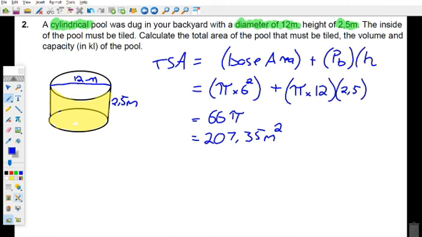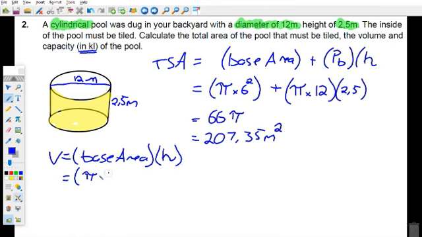Now, do you notice it's not all the surfaces, it's only the inside. So it's almost like you have a cup. Now, okay, calculate the total area of the pool that must be tiled, the volume and the capacity in kiloliters of the pool. So let's work out the volume first. The volume is equal to my base area multiplied by my height. So my base area is again pi times 6 squared, multiplied by my height of 2.5.